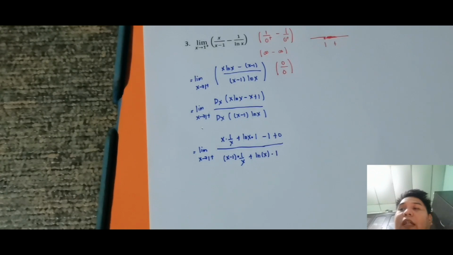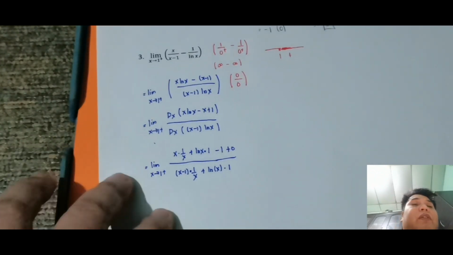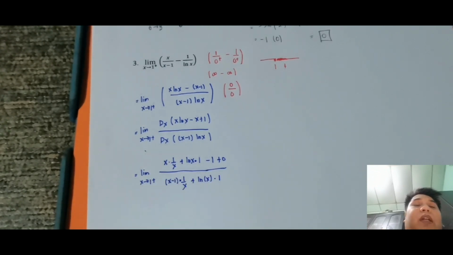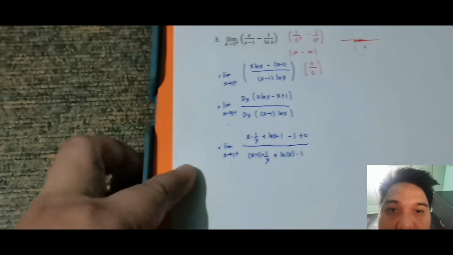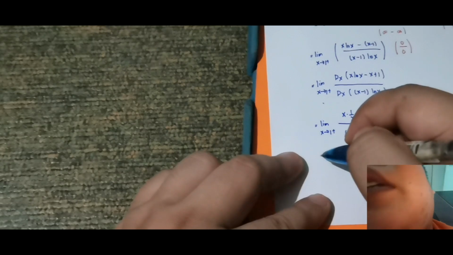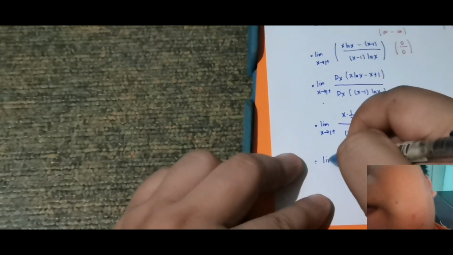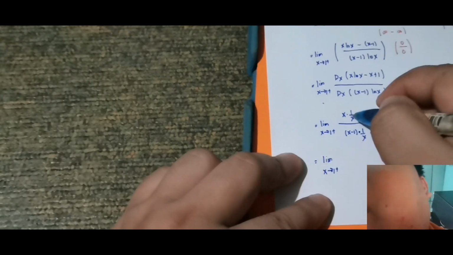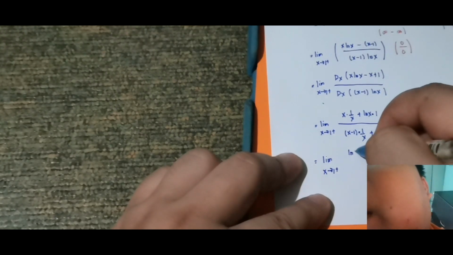Okay, so next is try natin mag-simplify further dito. So, I guess sa taas mga cancel to, no? Kasi x times 1 over x is 1. So, 1 minus 1 is 0. Then, simplify pa tayo further dito sa taas natin para makakita tayo ng pwedeng gawin. So, next is, this is just simply limit as x approaches 1 from the right ng 1 minus 1, that is ln of x.